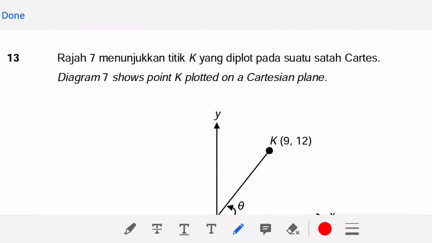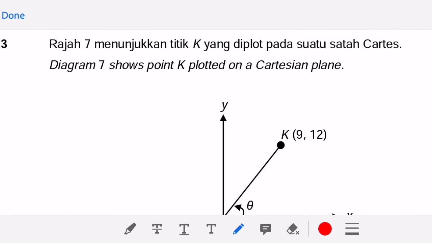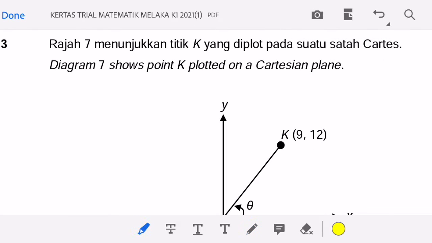So let's proceed to question 13. Let's read the BM version. Rajah 7 menunjukkan titik K yang diplotkan pada suatu satah Cartes.